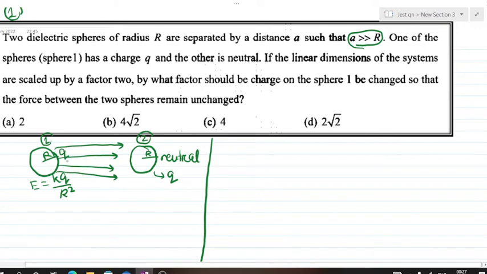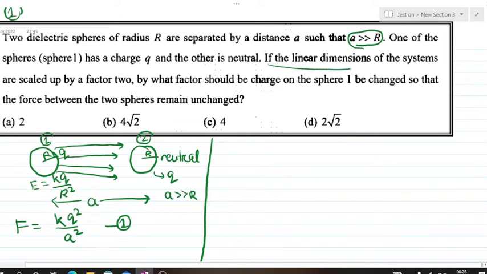According to the question, the distance between the two spheres is a. As a is much greater than r, we can think that both spheres are like point charges. So the force between those spheres will be k q square by a square. This is our equation 1.